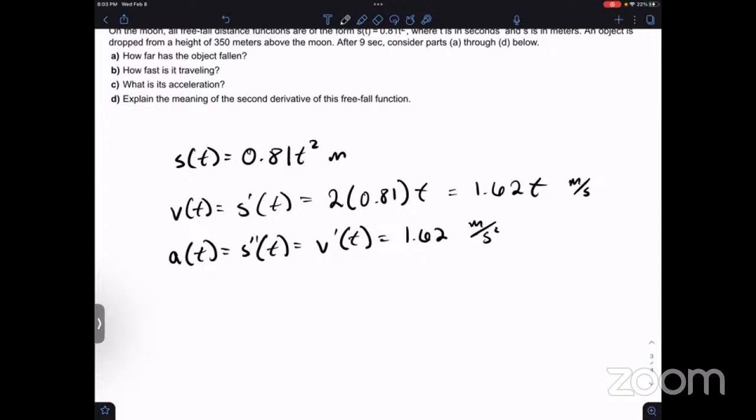And then for part D, where it says explain the meaning of this, this is going to be the acceleration due to the moon in this context.